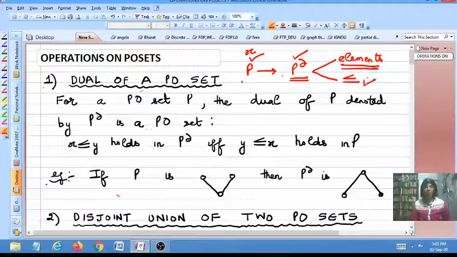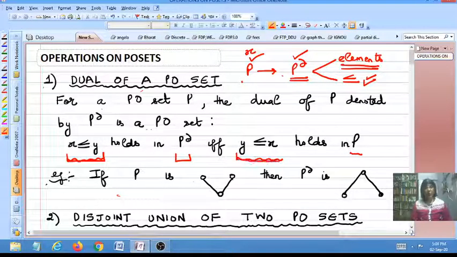And now how is less than equal to defined on P dual? Less than equal to is defined on P dual as follows. An element X is related to Y in P dual if Y is related to X in P. So the statement X related to Y will hold in P dual if the inverted statement, Y related to X, holds in P. And this result is if and only if, which means that if Y related to X holds in P, then X related to Y holds in P dual.